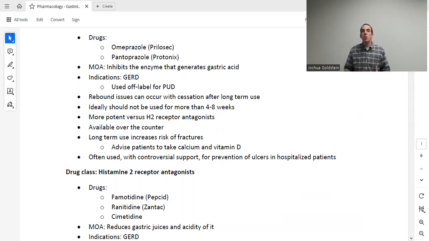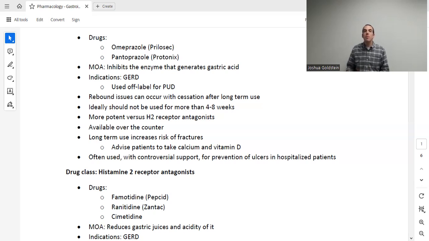So what's their end goal? We understand they inhibit the enzyme that generates gastric acid, thereby reducing the gastric acid. The point here is that we're trying to reduce the overall acidity of the stomach, because the more acidic and the more volume of acidic content the stomach has, the worse off this condition is going to be. By reducing the acidity, we're able to help the body heal itself. What do we use this for? We use it for GERD and also for peptic ulcer disease.